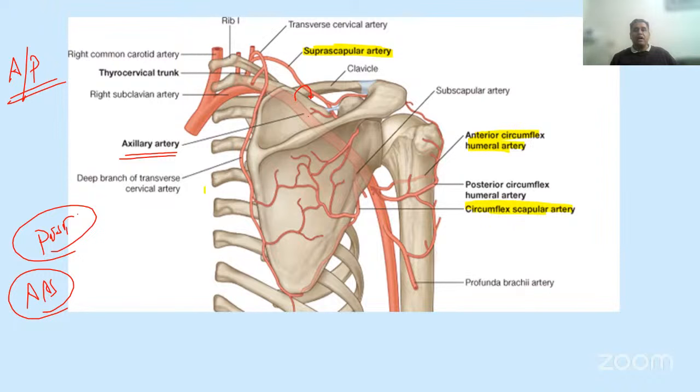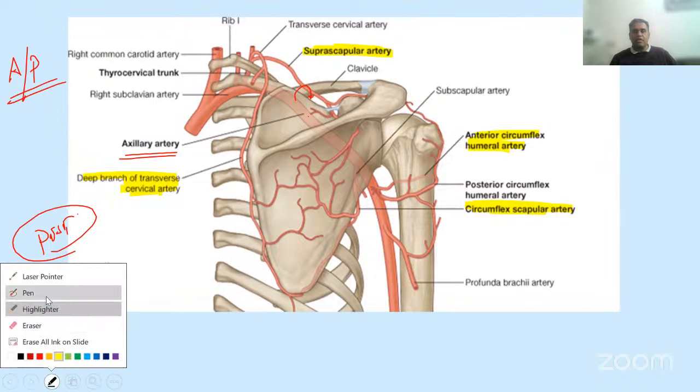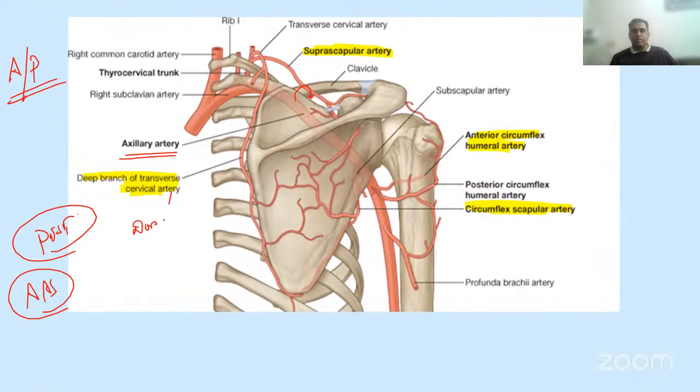And this is your deep branch of the transverse cervical artery, or you can also call it the dorsal scapular artery. Why dorsal scapular? Because it is running dorsally on the scapula. Simple as that. These are the ones which will anastomose over here.